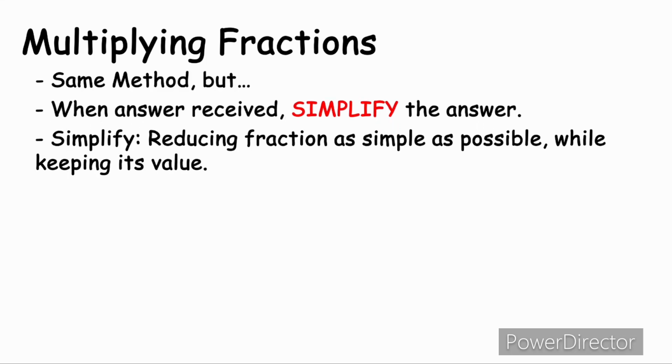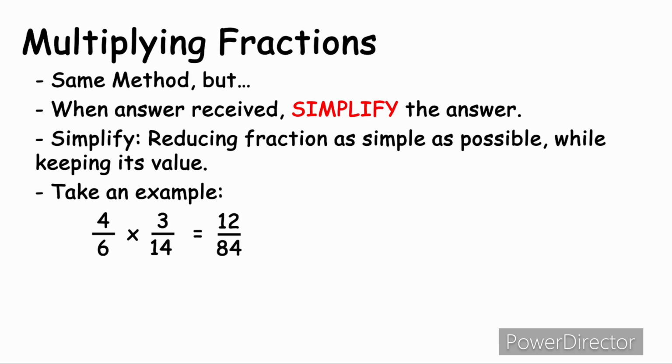However, it is very recommended to simplify the answer, to make the fraction look as simple as possible while keeping its value. Take this as an example. Multiply the numerators and denominators separately, which will give us 12 over 84. Afterwards, try find a common multiple between the numerator and the denominator. In this case, it can be 12, where you divide both numbers by it to give a simplified answer, 1 over 7. Or we can do the simplifying before multiplying.